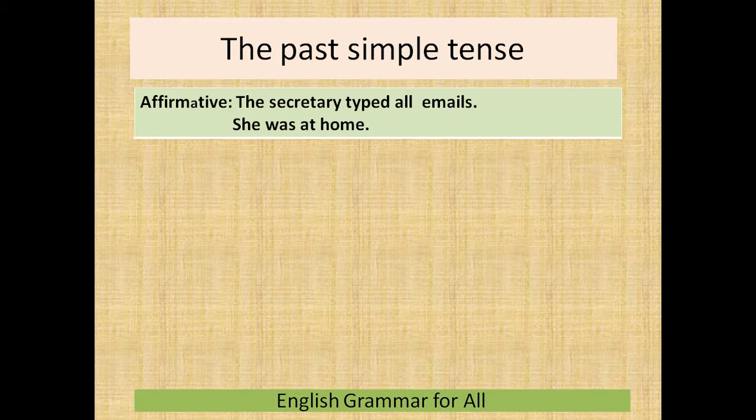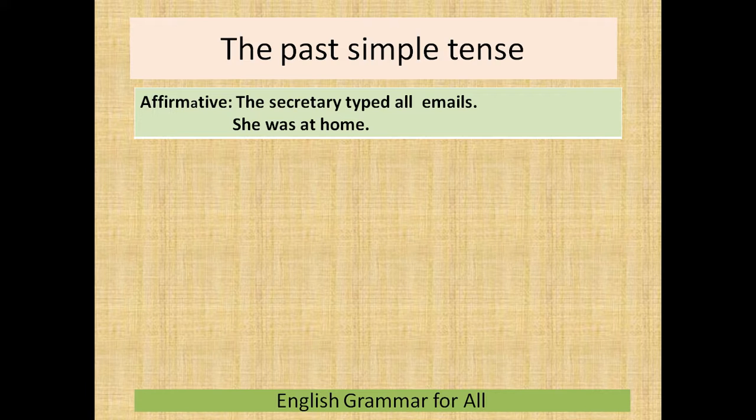Let's look at some example sentences in the affirmative, negative, and how to form questions in this tense. It is very important, by the way, to be able to make sentences in the affirmative, and how to put the sentences into the negative form, and how to form questions. So, as for the affirmative, let's look at this sentence, for example. The secretary typed all emails. This sentence is in the affirmative. We have the verb type, past simple of the verb type is typed. Another example using verb to be, she was at home.